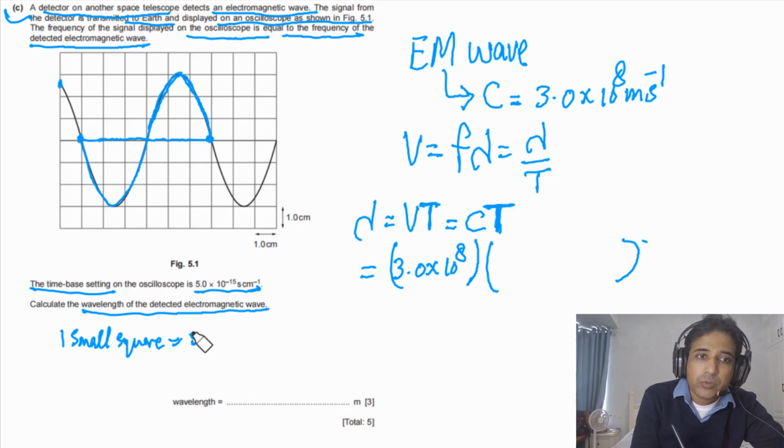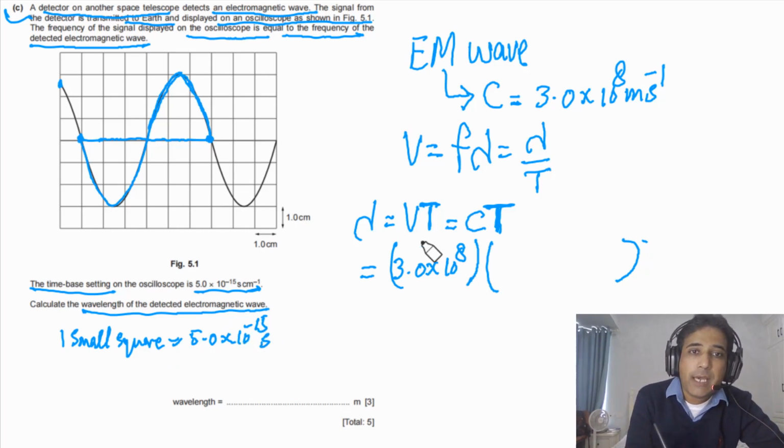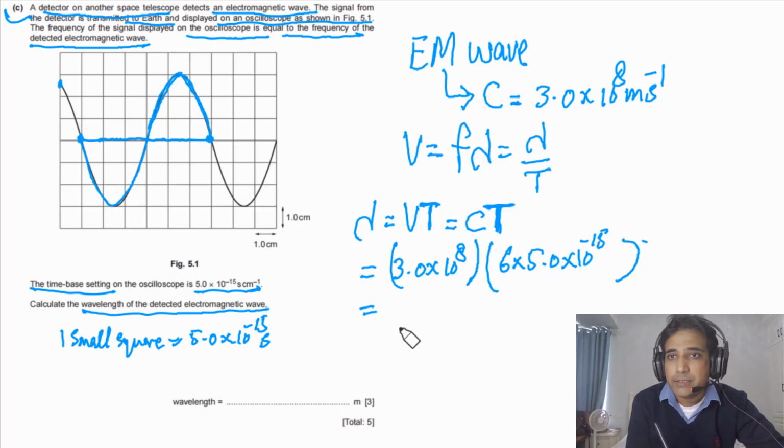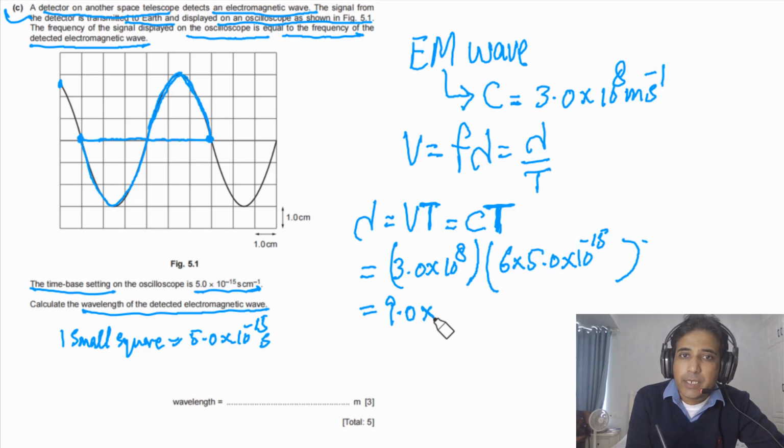So one small square in this case is 5.0 times 10 to the minus 15 seconds. How many small squares do we have? 6. So the time period will be equal to 6 times 5.0 times 10 to the minus 15 seconds. You have to be careful with this unit. This is second. Now if we multiply this, our final answer will be 9.0 times 10 to the minus 6 meters.